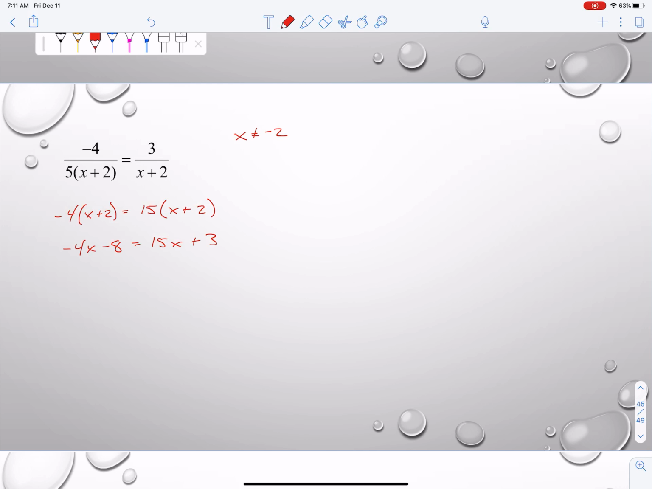So what I've got in this case is a linear equation. I want to get everything on one side of the equation and try and solve it. So if I add the 4x, I'm going to have a 19x over here. And if I subtract the 30, I'm going to have -38. Or x equals -38 over 19... Again, that is not part of my domain restriction. We are good to go with that answer.